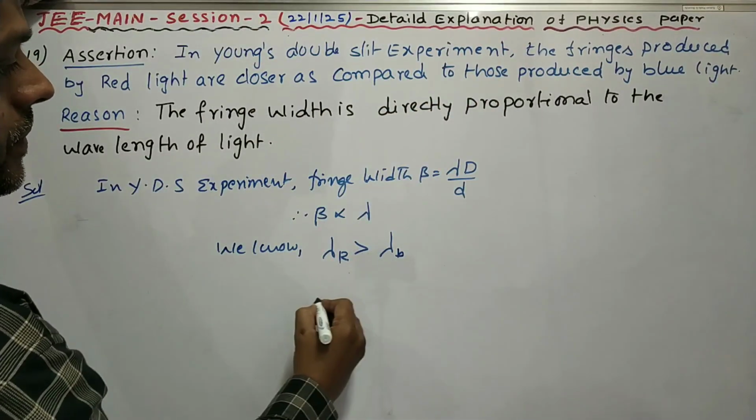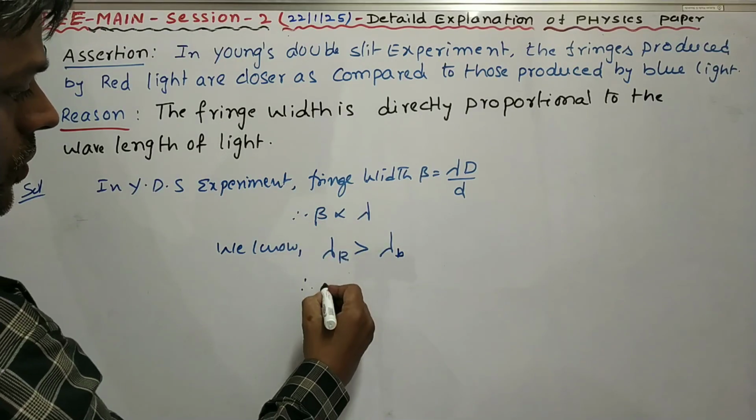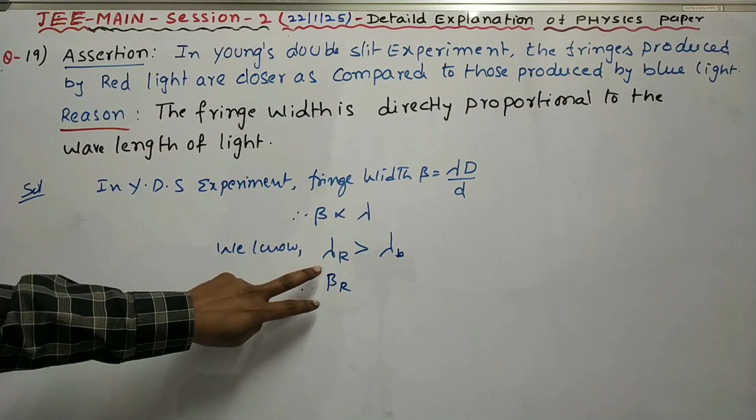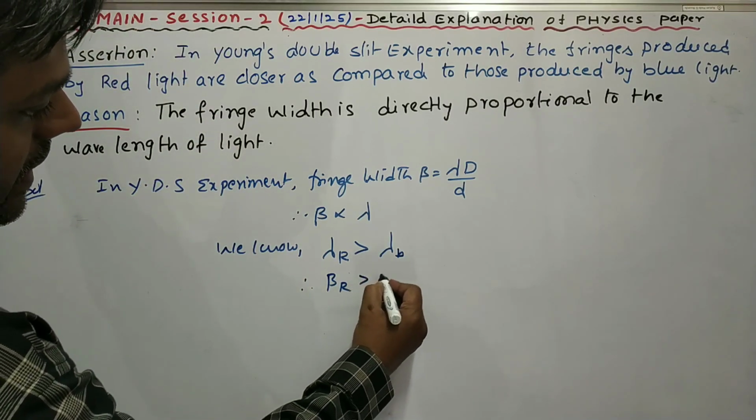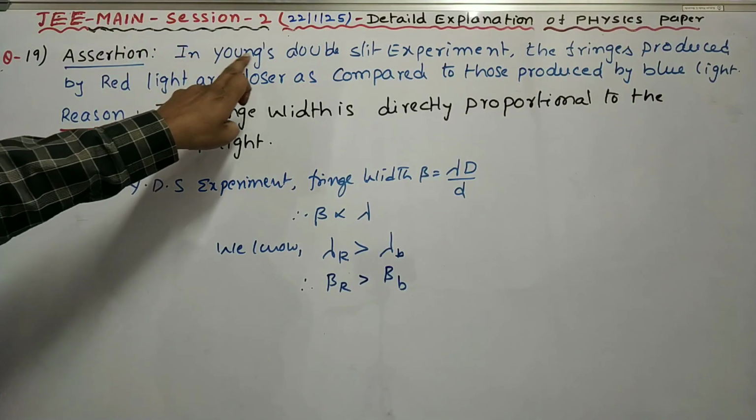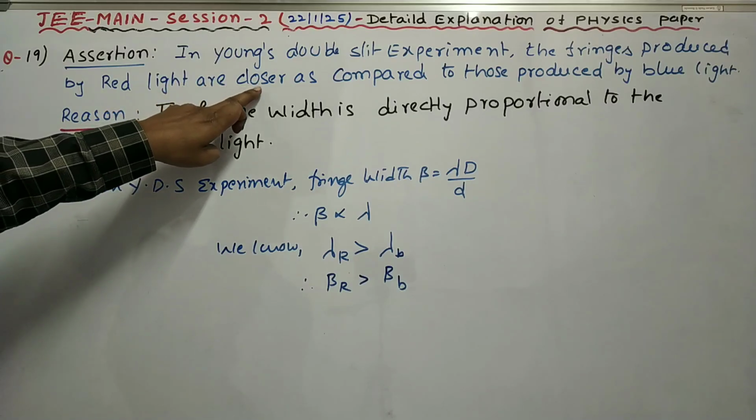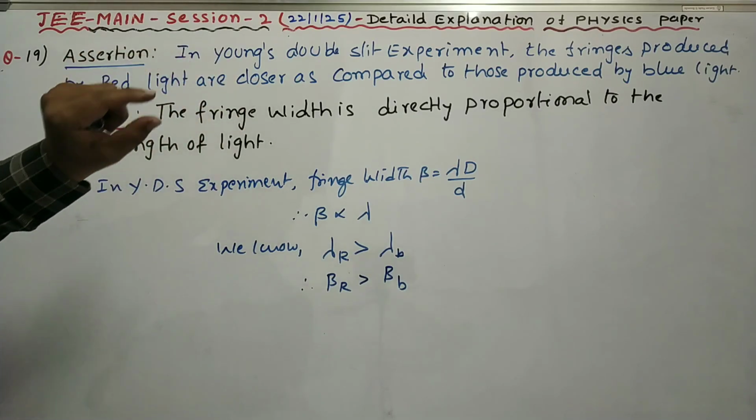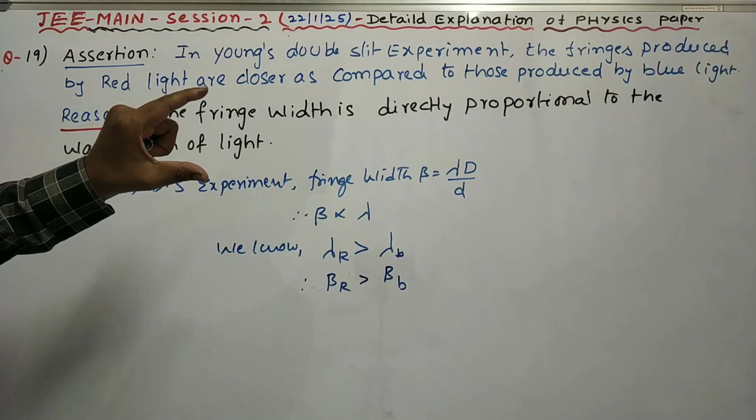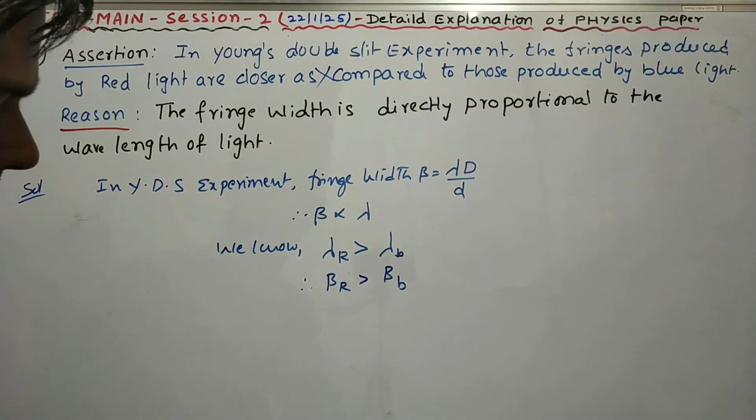Blue light. When lambda is more, the fringe width is also more, that means the fringe width of red is more than the fringe width of blue light. But in the assertion, in Young's double slit experiment, the fringes produced by red light are closer. No, red light fringes are not closer, isn't it? Fringe width is more. So this is wrong.